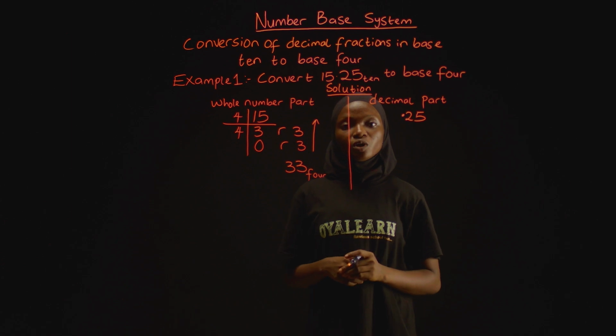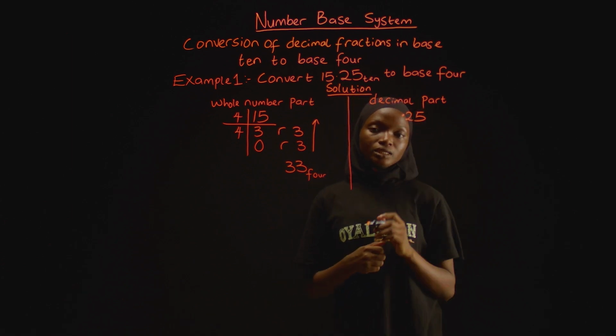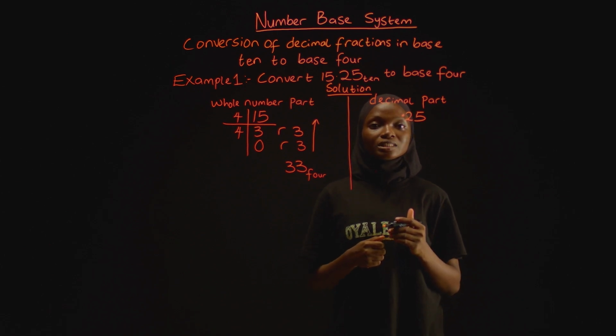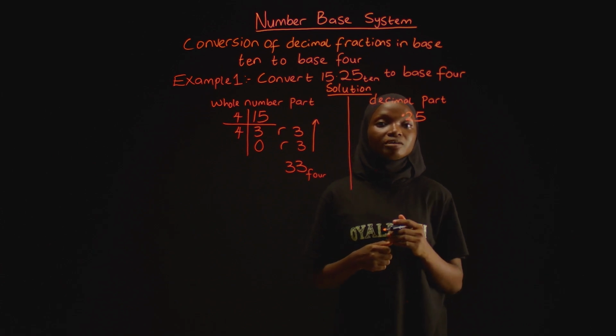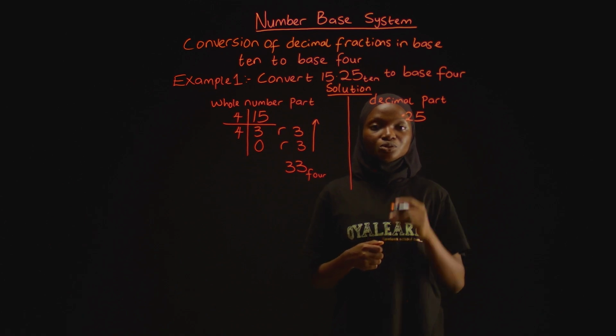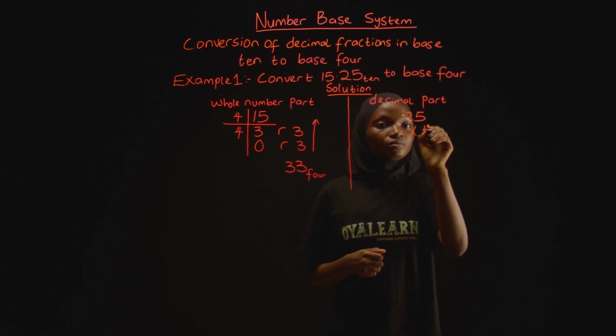Now move on to the decimal part. To convert decimal part to base 4, we multiply the decimal part by base 4 and take the decimal part of the next step as the starting point. Repeat the process until you have 0 or a periodic number, that is a recurring number. Then you read the digits. Let's start. Multiply by 4.